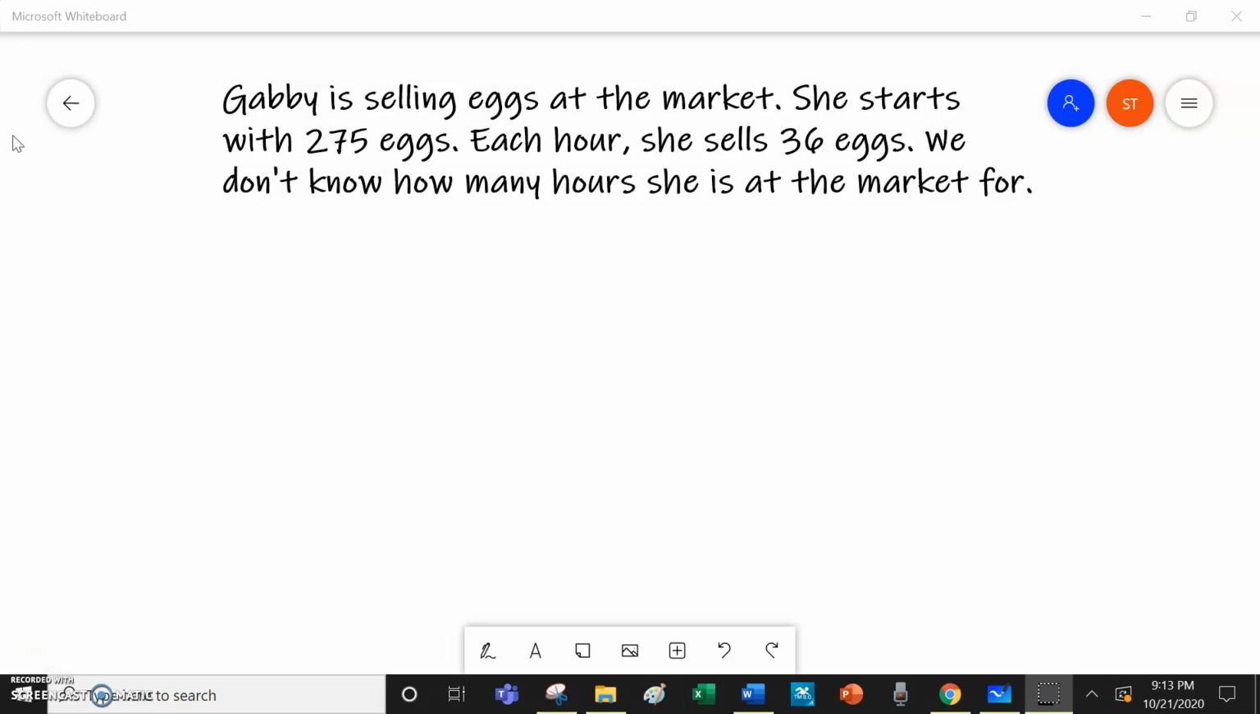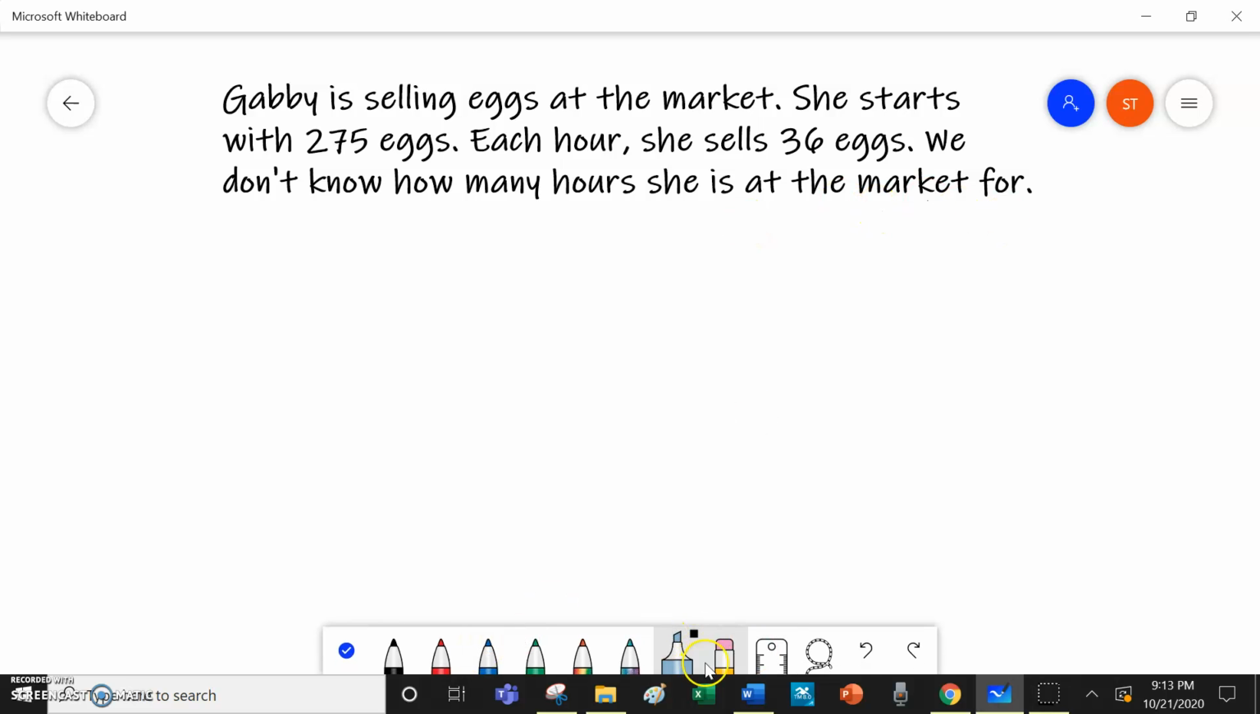This is an example of how to write an algebraic expression based on a real-world situation. Gabby is selling eggs at the market. She starts with 275 eggs. Each hour, she sells 36 eggs. We don't know how many hours she is at the market for.